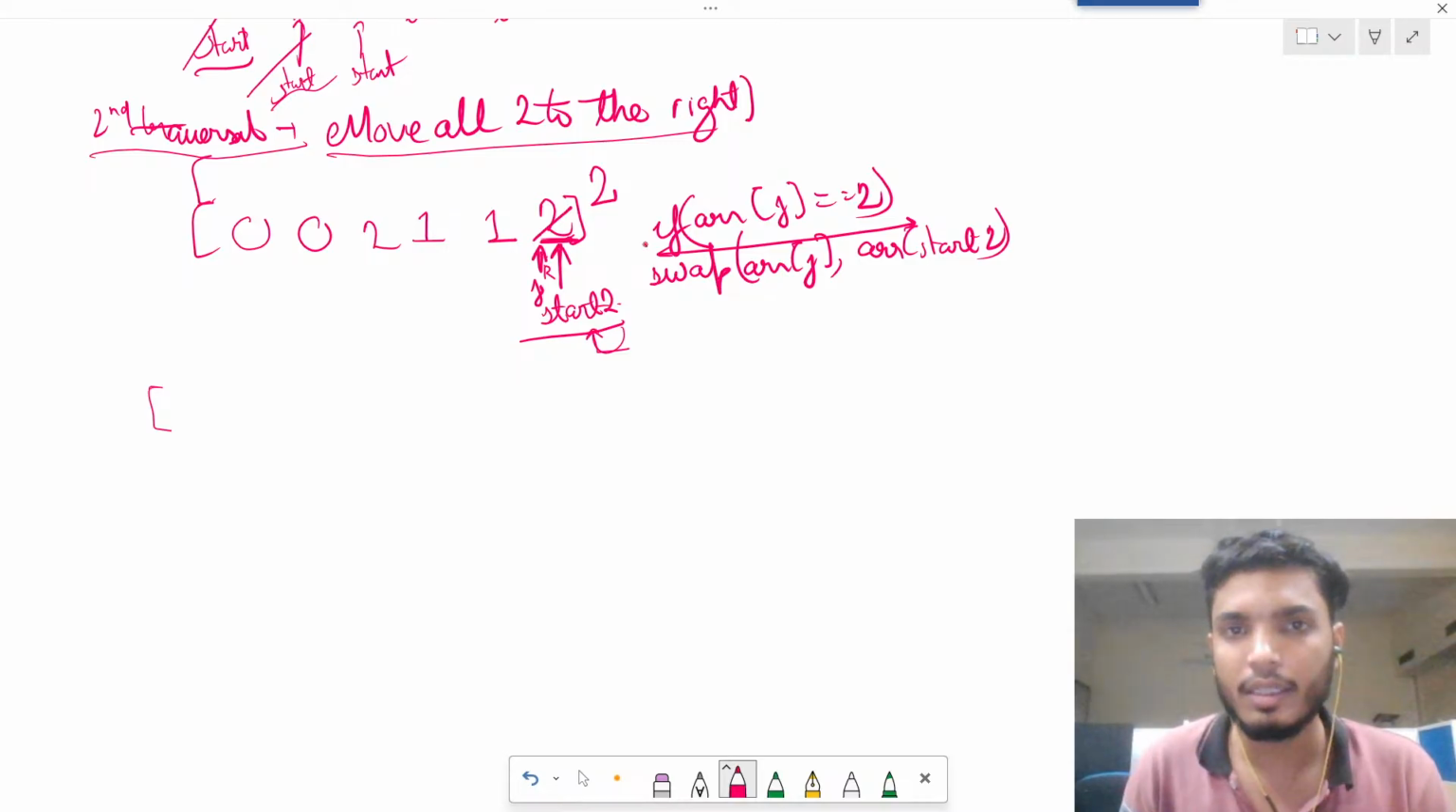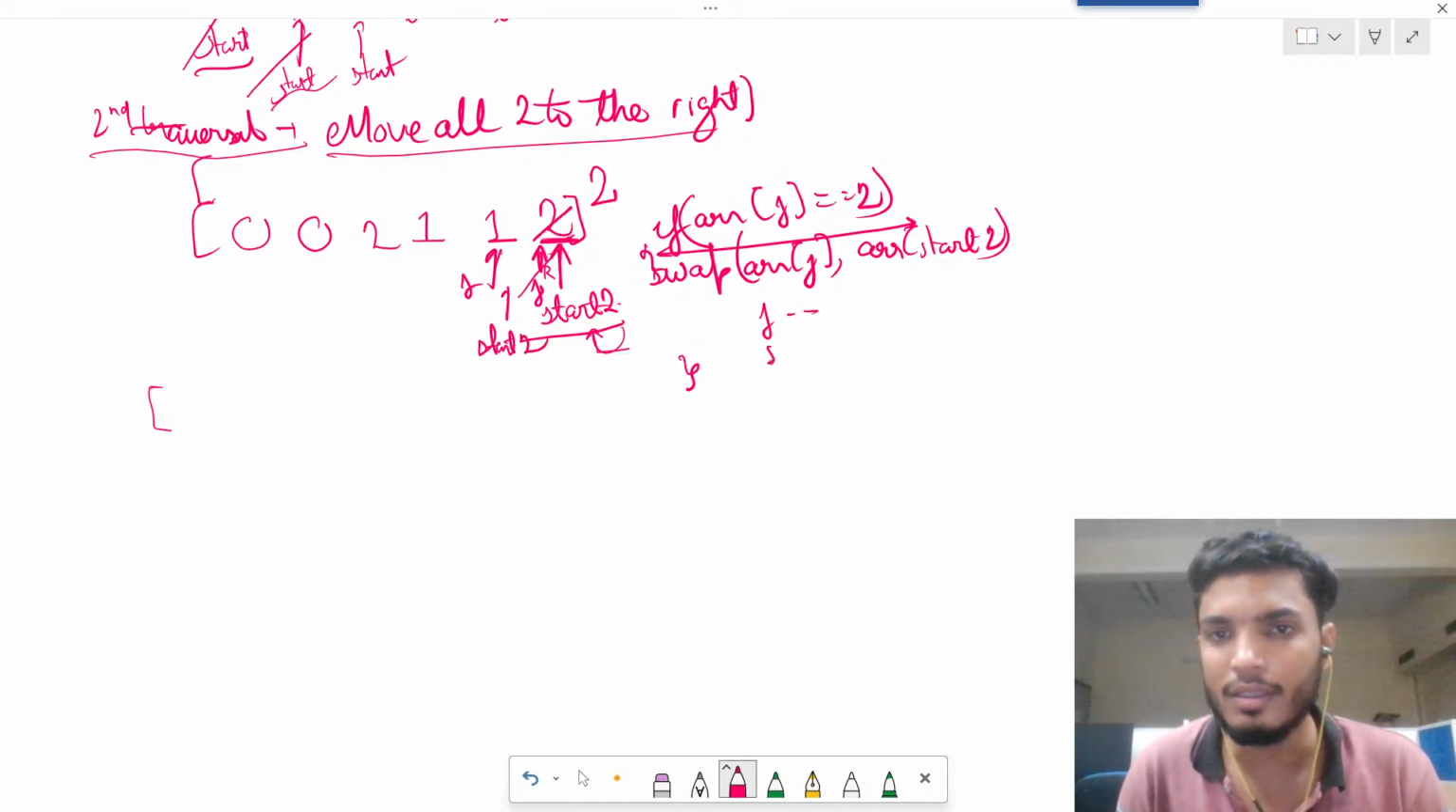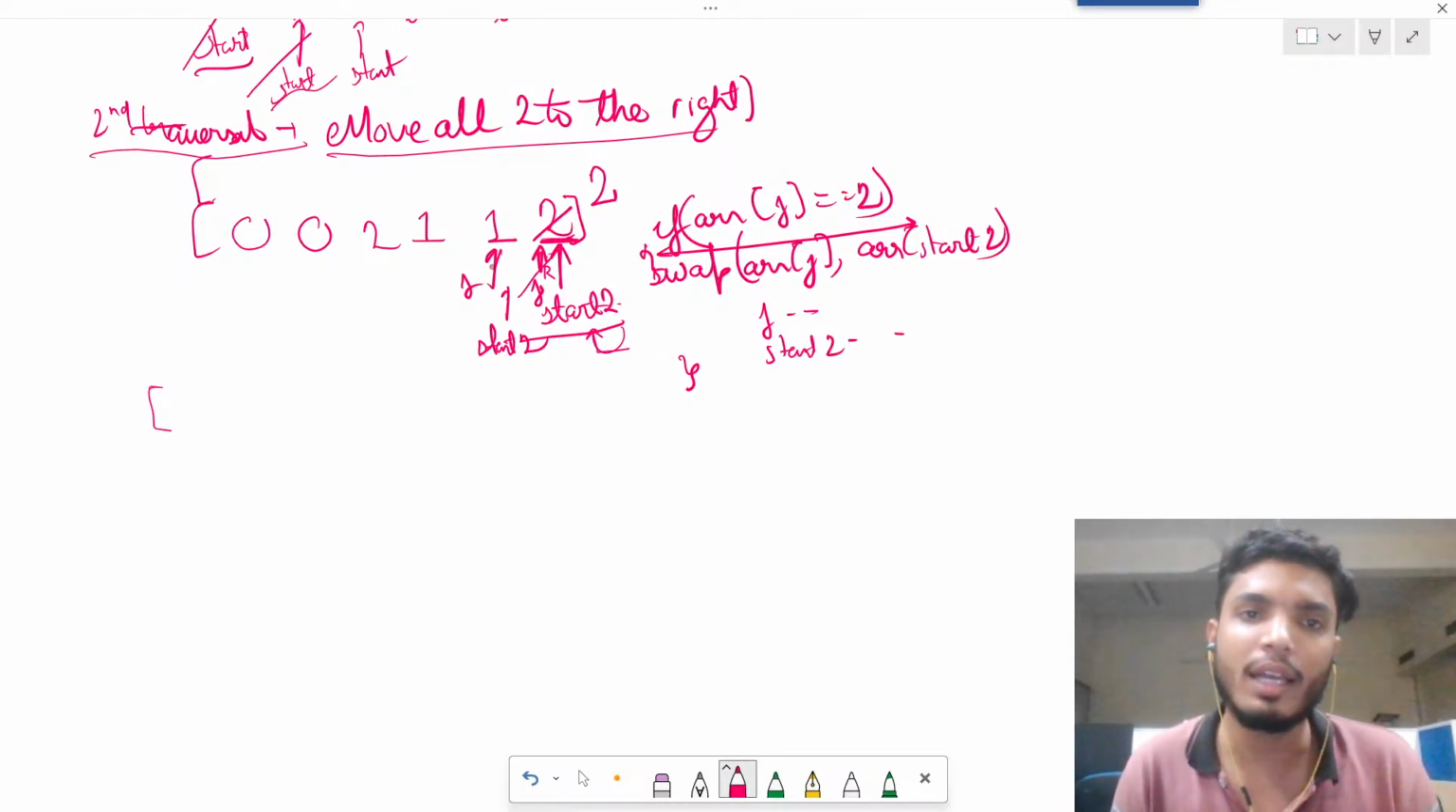Okay, and again what I will be doing is I'll move both j and start 2: j minus minus and start 2 minus minus. Why? Because start 2 is indicating where 2 should be. If again I am finding 2, then the 2 should be at this point.